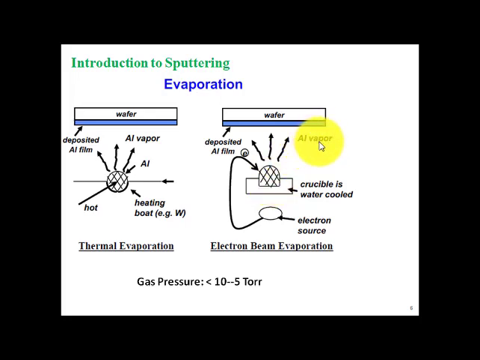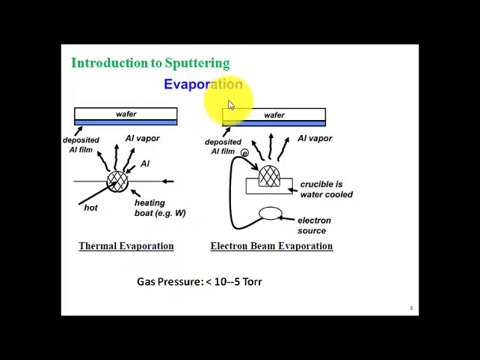Aluminium vapors are coming off from the source material and they are deposited in the same way just like we have deposited in thermal evaporation. So here the wafer is a substrate. Aluminium vapors are deposited to form a thin film on the surface of the wafer.